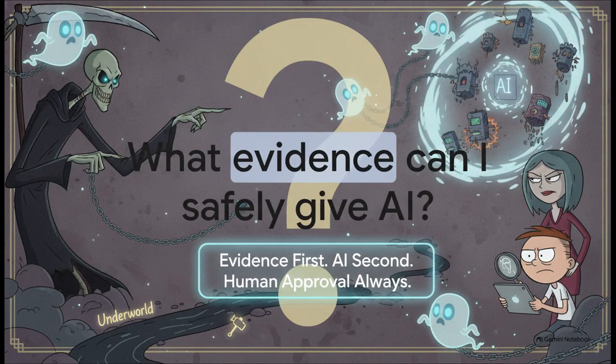So, what should you really take away from all this? The true power here isn't just mindlessly slapping an AI onto a cloud environment. It's about fundamentally shifting your mindset. Instead of asking, where can I add AI to my workflow? Ask yourself, what structured evidence can I safely give AI so it can help me understand risk faster? It all comes right back to our core mantra. Evidence first, AI second, human approval always.